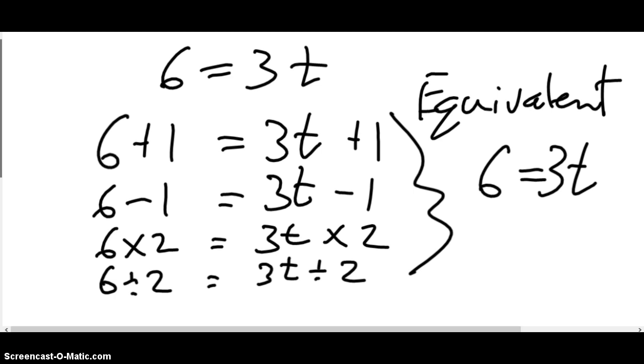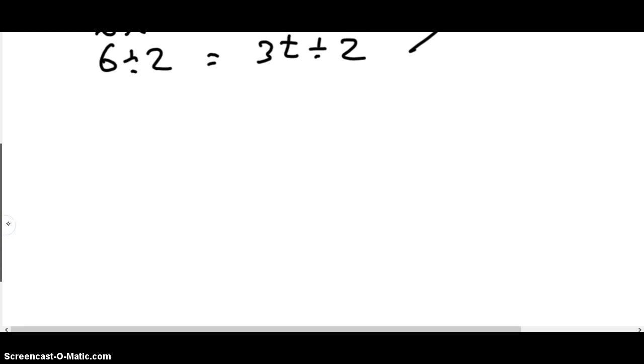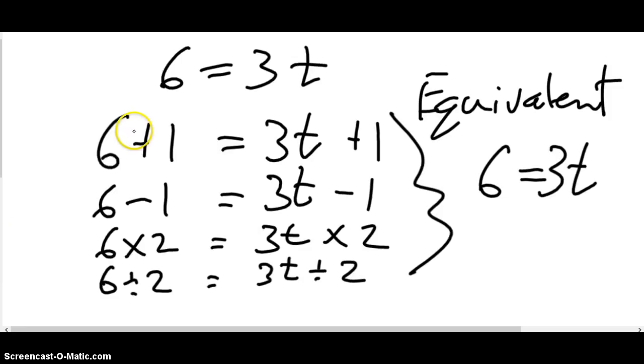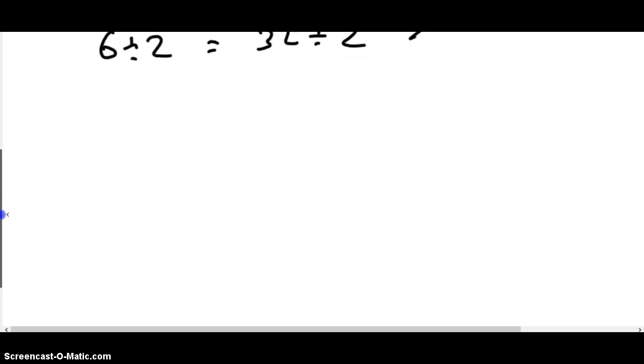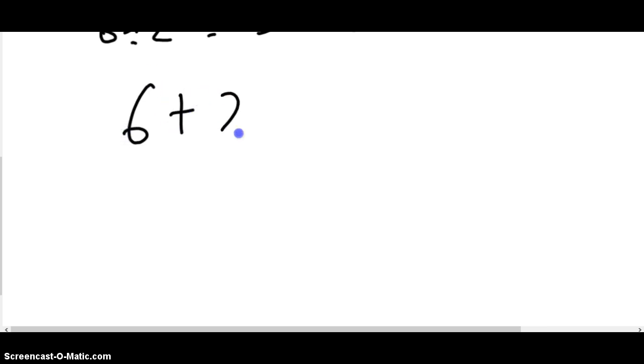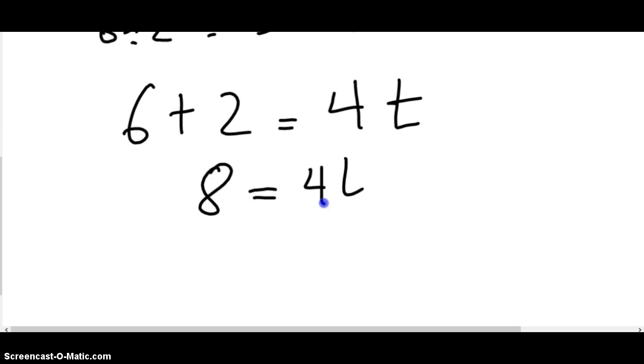So you may ask, why is this important? Well, I'm going to give you an example of why it's important. Because eventually you're going to get questions that look like this: 6 plus 2 equals 4t. And you're going to be like, well, how do I solve for t? Because you're going to have to find the answer. In this case, it's going to be 6 plus 2 is 8, which equals 4t.